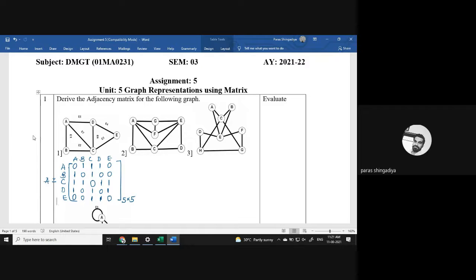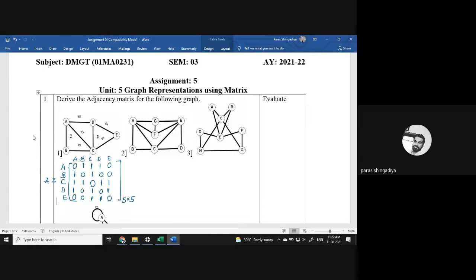Okay, so this is your answer for the first graph. Clear? It's very easy, not difficult. First you have to check the number of vertices, and define the size as per the number of vertices. Here 5 vertices are there, so the size of the matrix will be 5 by 5.